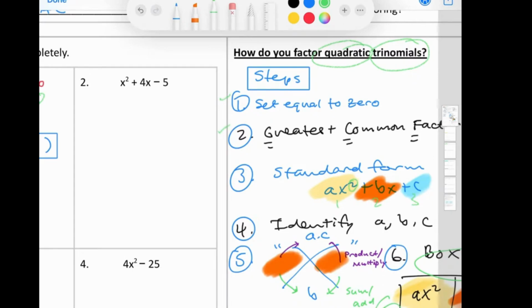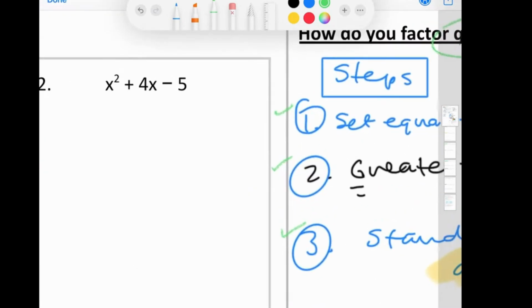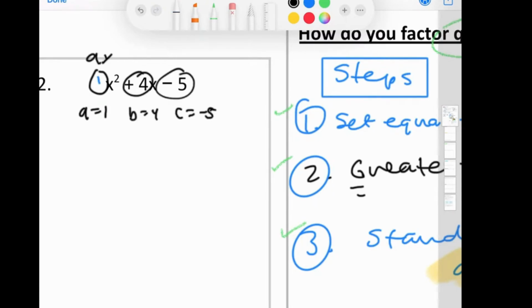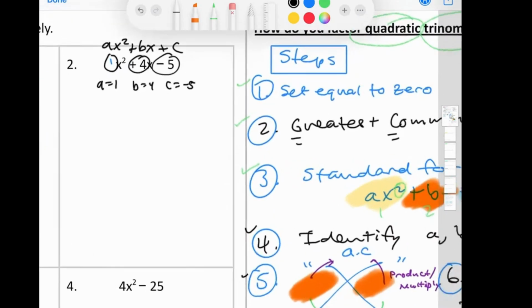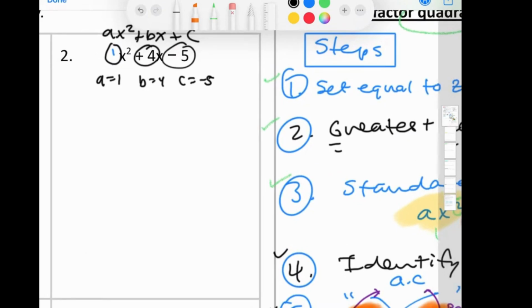It's already in standard form, but what I'm going to do is identify the A, B, and C. We've done that before, right? So we can say A is 1, B is 4, and C is negative 5. Remember, that comes from standard form. And the coefficients A, B, and C never have an X on it. Okay, so we've done that. Now we're going to have to do this box method, okay? The X method first. So A times C goes here, and B goes there.